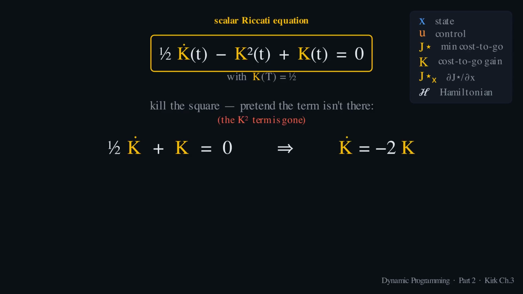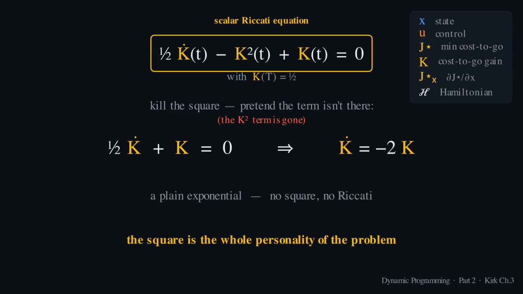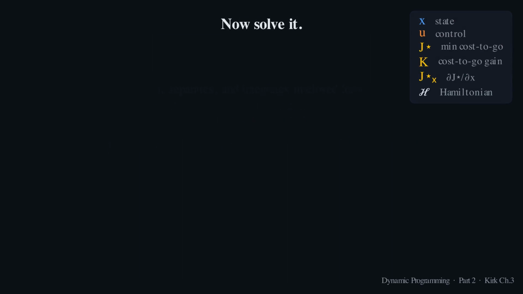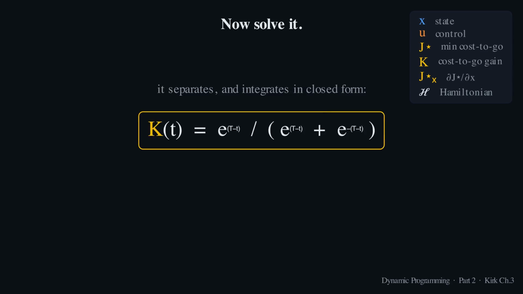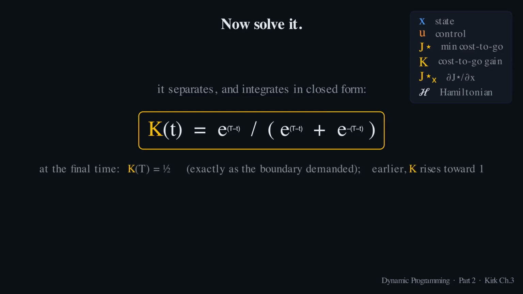Now let's actually solve it. The equation separates and integrates in closed form. K of t equals e to the t minus t over e to the t minus t plus its reciprocal. Don't memorize it, just watch the shape. At the final time, k is 1/2, exactly as the boundary demanded. Look earlier and k rises, leveling toward 1.